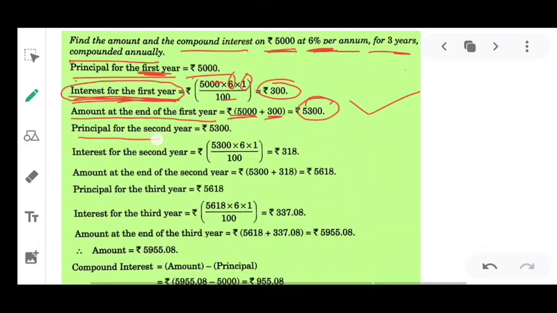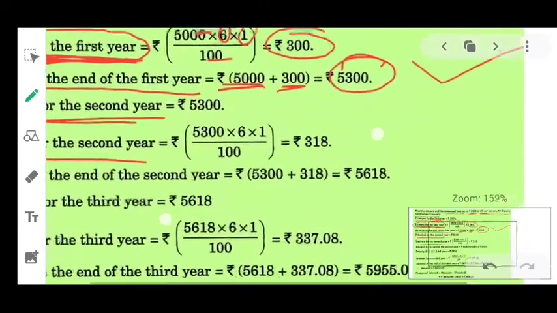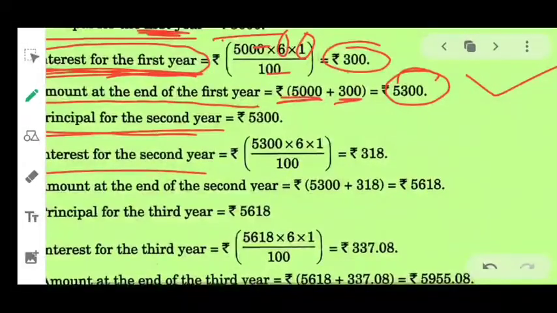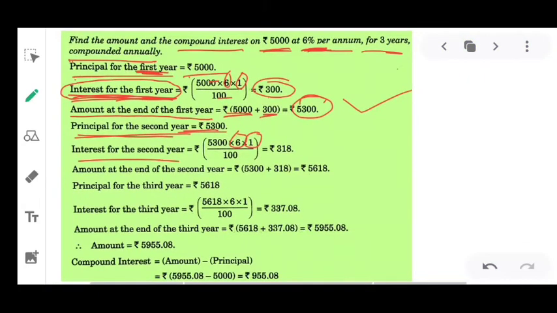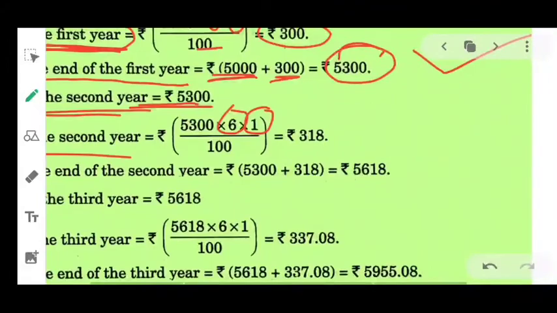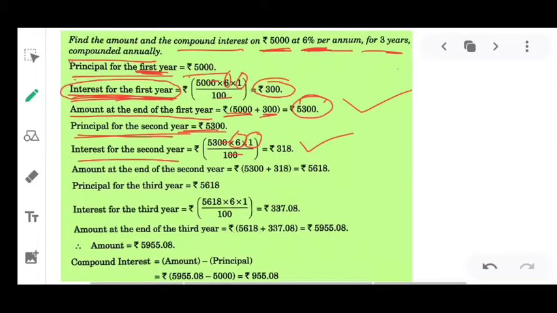So principal for the second year equal to 5300. Now interest for the second year, that is P into R into T by 100. So P, the principal for the second year, is what? 5300. So write down 5300 into 6, that is the rate percent, into T, which will be 1 always, because we are finding the interest for each year. By 100, 0 cancel, 53 into 6, 318. That is the interest for the second year.